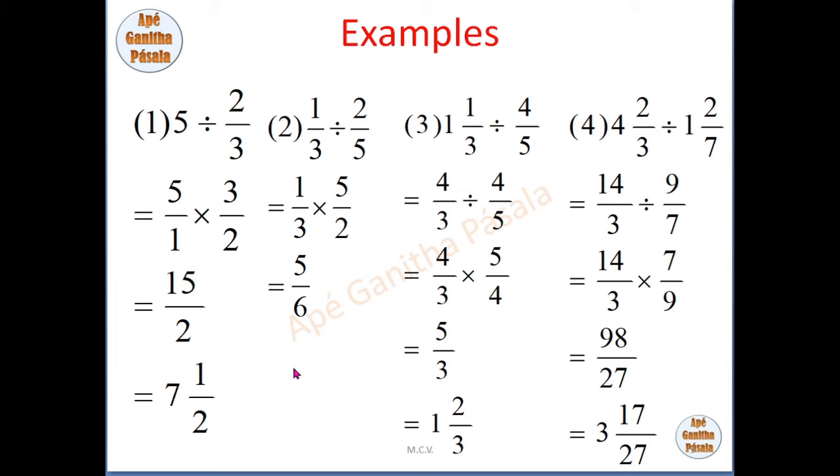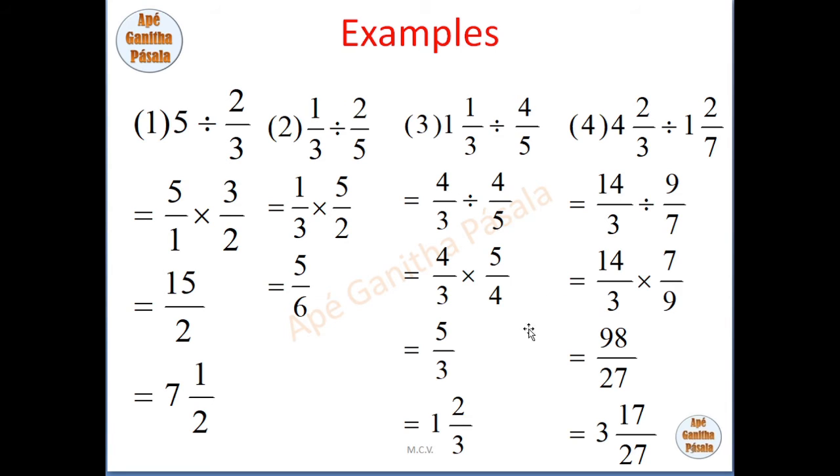Look at the second problem. 1 over 3 divided by 2 over 5. The division sign can be converted into a multiplication sign by getting the reciprocal of the right hand side. 2 over 5, interchange the numerator and denominator, then that becomes 5 over 2. Now multiply numerators together and the denominators together. 1 into 5, 5. 3 into 2, 6. Then the answer is 5 over 6.